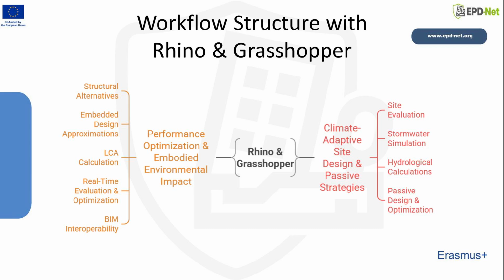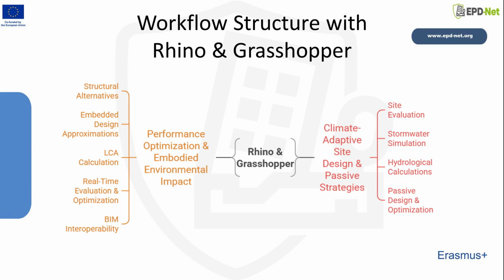Parametric workflows using Rhinoceros and Grasshopper offer a robust methodology for integrating climate-responsive strategies into architectural design by automating geometry generation, embedding design rules, performing real-time performance evaluations, and linking environmental data to BIM models. One major application is the assessment of embodied environmental impact through lifecycle assessment, LCA.